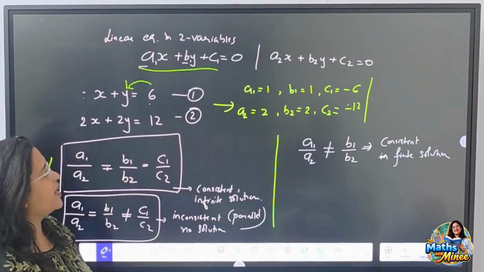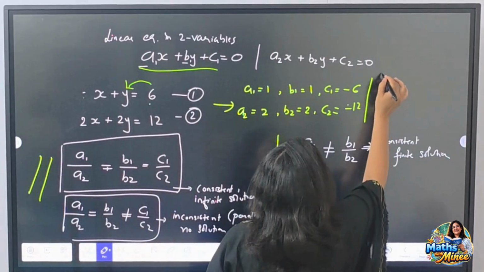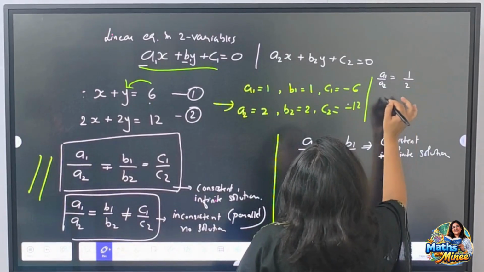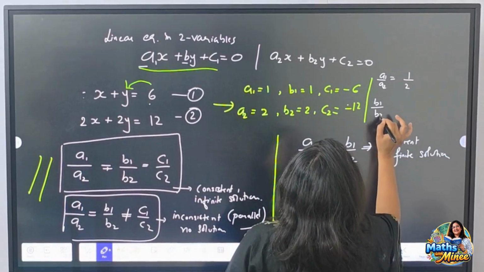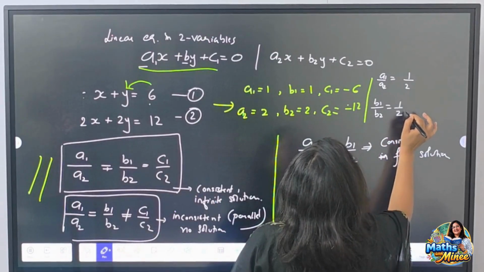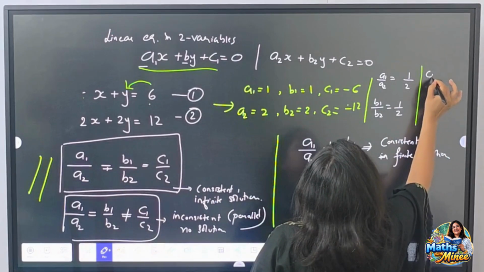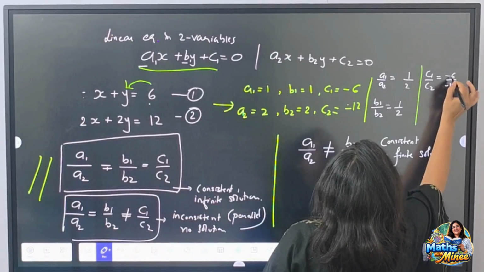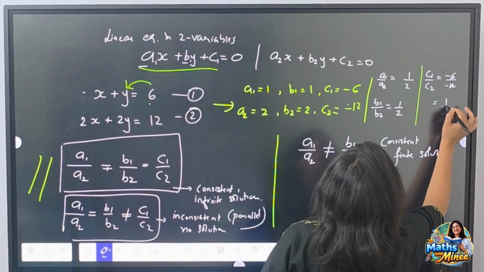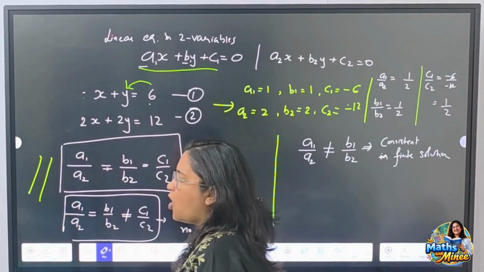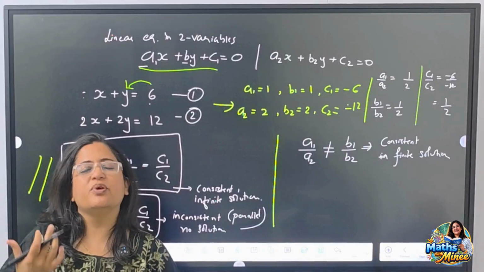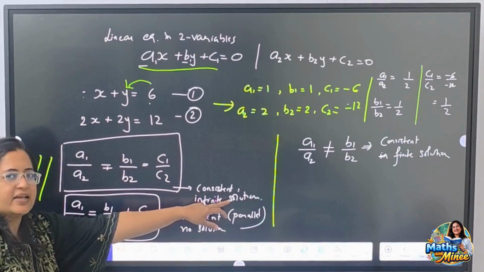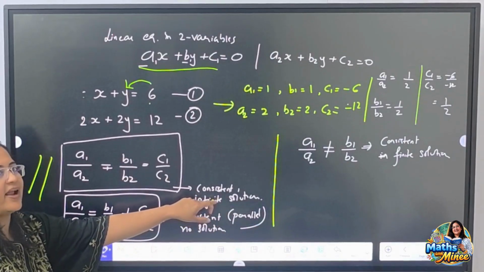Let us take the ratio. If you take a1 by a2, a1 by a2 is equal to 1 by 2. b1 by b2 is equal to again 1 by 2. c1 by c2 is equal to -6 upon -12, which is equal to 1 by 2. So if you see, all the three, a1 by a2 is equal to b1 by b2 is equal to c1 by c2, it means that it is consistent, but it's an infinite solution.